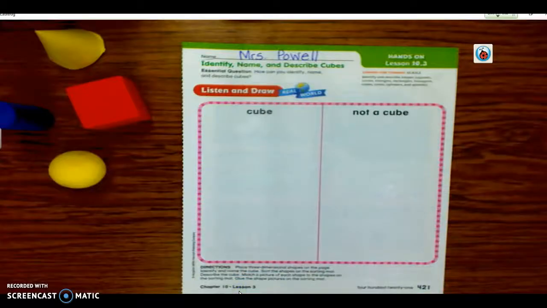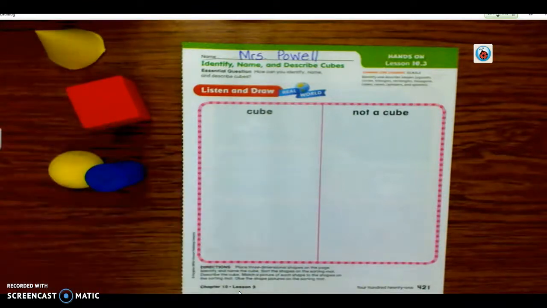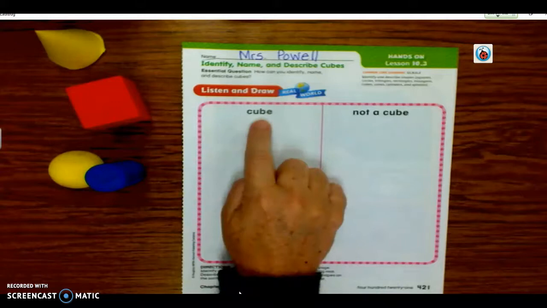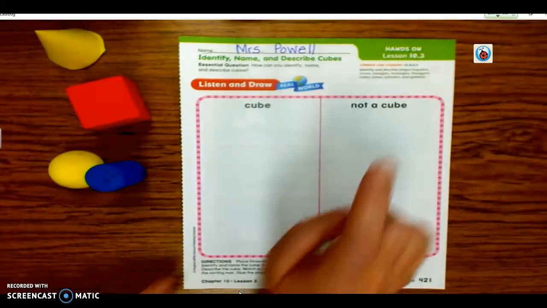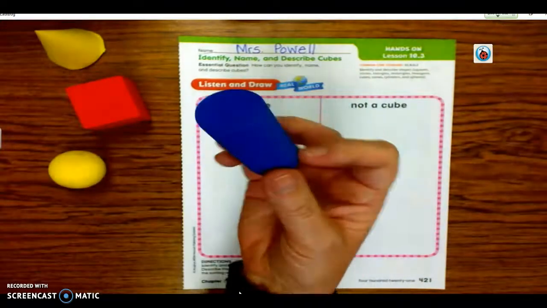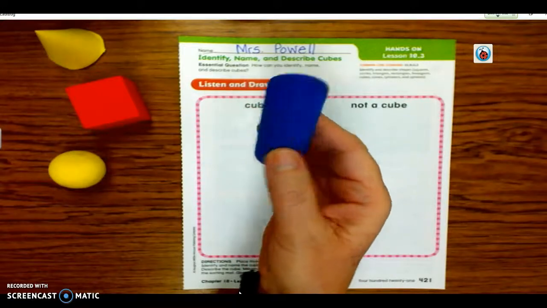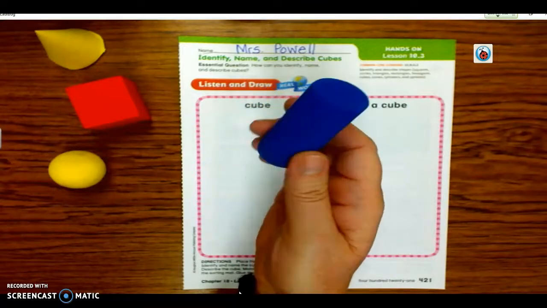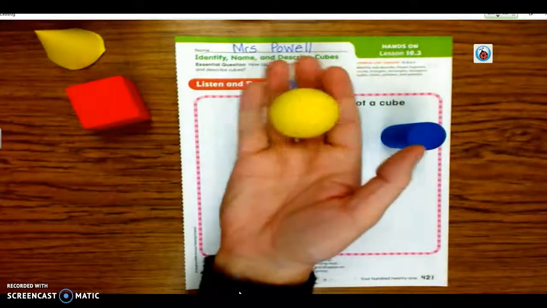All right, boys and girls, so we're going to talk about cubes today. On the front of your math page, this says cube, and the other side says not a cube. All right, is this a cube? No, we know this is a cylinder. It's shaped like a soda can, or think of a potato chip can. Not a cube.